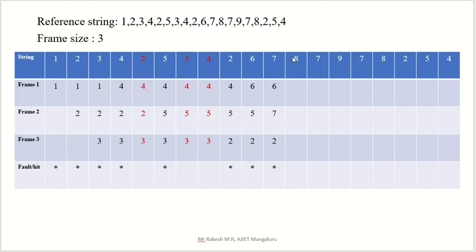Now 8 is asked by the CPU. So we have to replace one. 6 7 2. Here we have 7, here we have 6, here we have 2. Out of these 3, which one came first? 2 came first. Remove that and add 8. See, that is also a page fault because that entry was not there, that's why we took it.